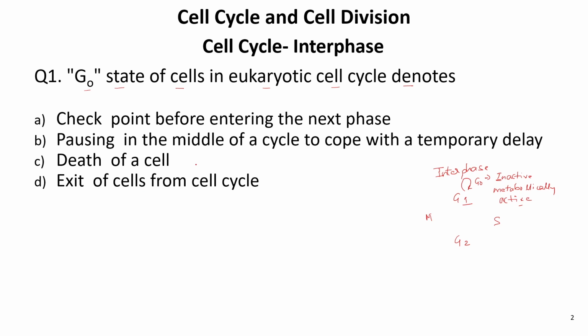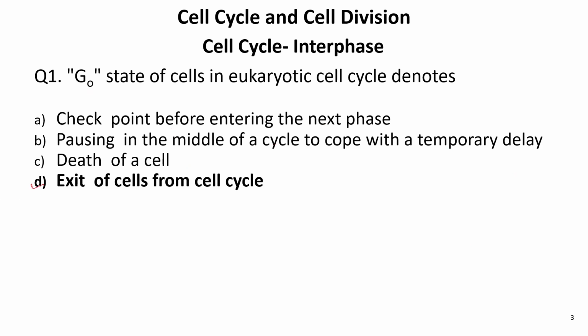So let's read the options. First is the checkpoint before entering the next phase. Second is the pausing in the middle of the cycle to cope up with the temporary delay. Third, death of the cell or exit of the cell from the cell cycle. So we know the cells sometimes exit from the G1 phase of the cell cycle and enter the G0 phase. So what should be the answer? Option D should be the answer.